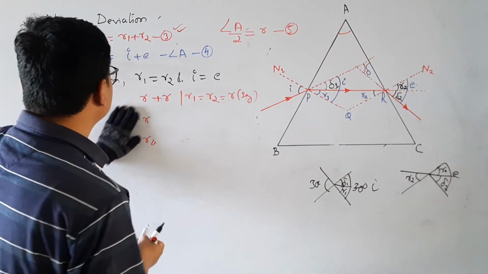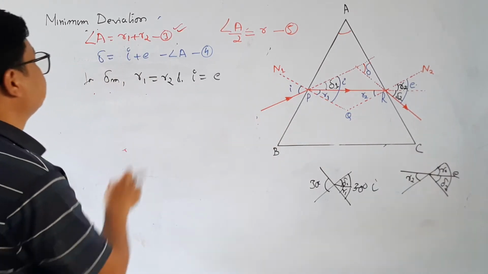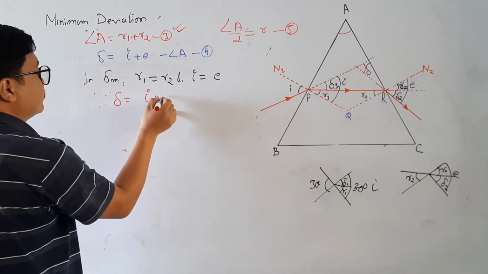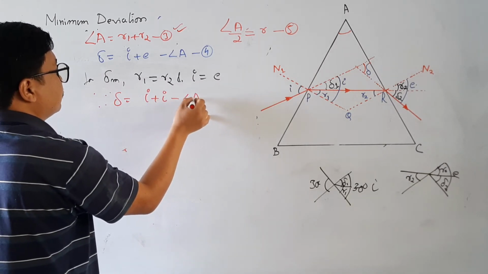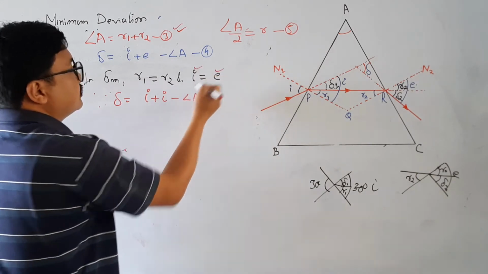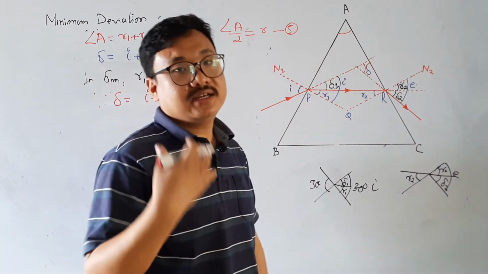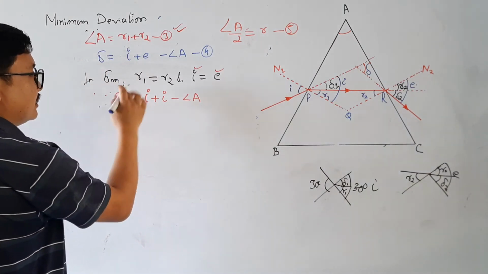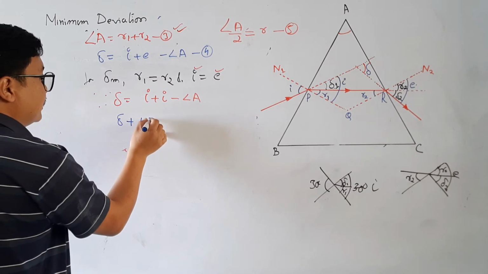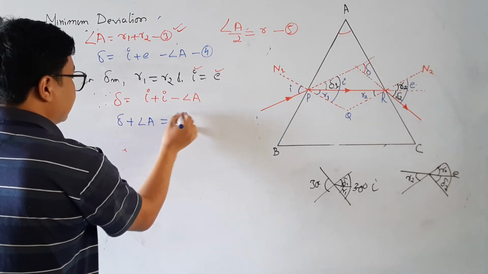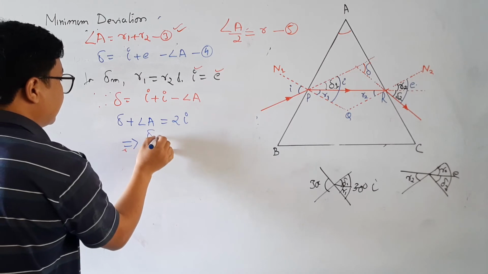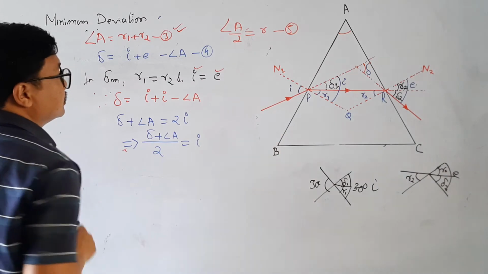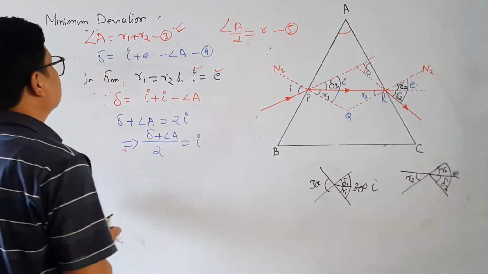It is now very simple. Now what next is here. Therefore delta is equal to I plus I minus angle A. Why? Because I is equal to E, so instead of E we can write I. Now this delta, I will take this angle here, it will become delta plus angle A equal to 2I. Now this gives me delta plus angle A whole divided by 2 is equal to I.